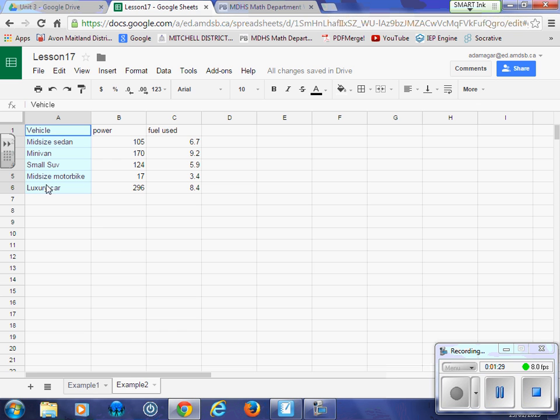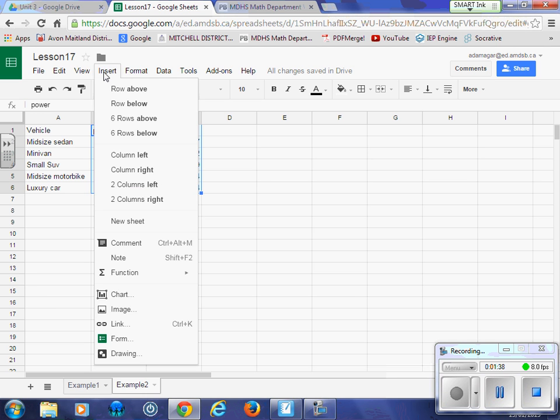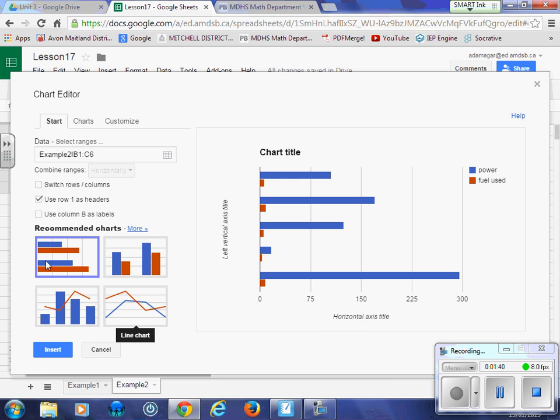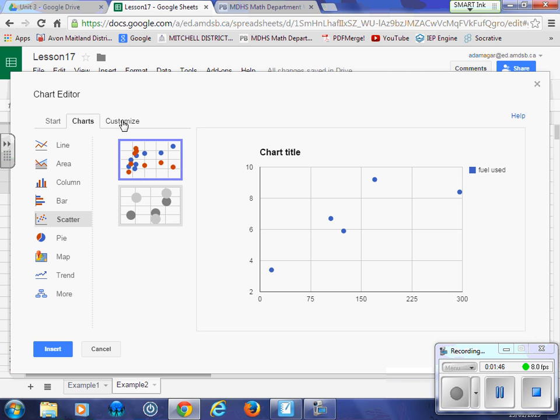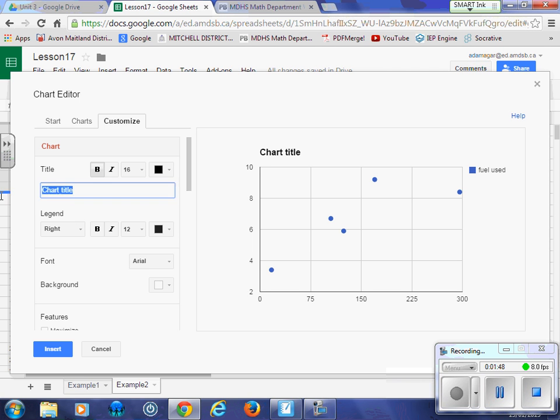This just tells you where we collected the data from. This is what I want to see if there's a relationship with. So again, you highlight your data, you go to insert, you go to a chart. Again, it never goes to scatter plot, so you've got to hit more, scatter, scatter. Now we can customize, and this is where you put your information in. So power, oops, what happened there? Power versus fuel consumption.